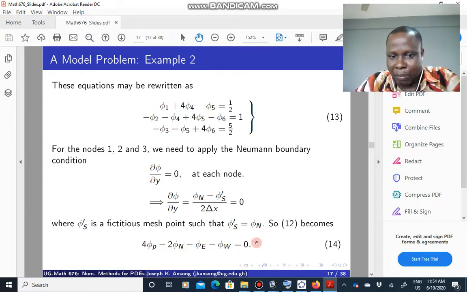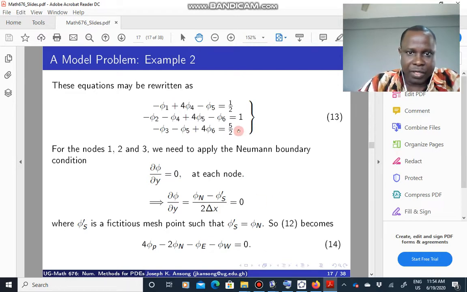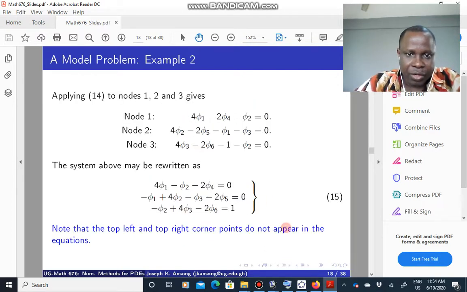So now you can apply this formula 14 to each of nodes 1, 2, and 3, and that will give you another set of 3 equations. Okay, already we have 3. So when you do that, applying 14 to nodes 1, 2, 3, you end up with these 3 equations. You get system 15, and so you have 3 equations from the internal nodes, 3 equations from the Neumann boundary condition. That gives you 6 equations and 6 unknowns, right? Nodes 1 to 6, and so you can group them and put them in the form of a matrix.